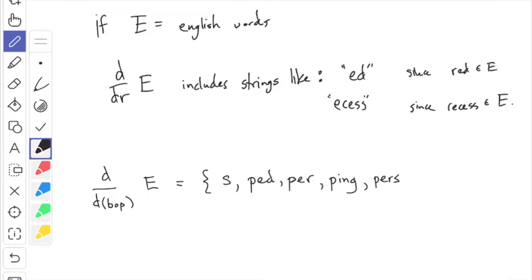And one more important, those are kind of silly, but this is also kind of silly, but important: the empty string, all right? The empty string is in there because bop itself is already an English word. If I take that and remove the initial bop from it, I end up with the empty string. All right, this is the derivative.